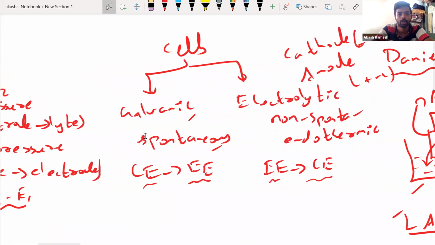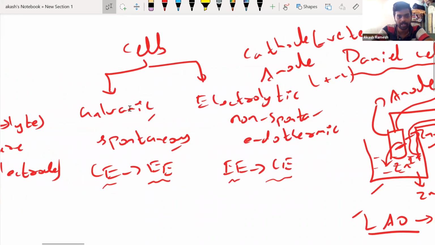Okay, and then we moved on to see what the different types of cells are. There are galvanic cells and electrolytic cells. In galvanic cells, we take spontaneous chemical reactions, which are going to be exothermic in nature. So I convert chemical energy into electrical energy. I produce electricity basically from the chemical energy.